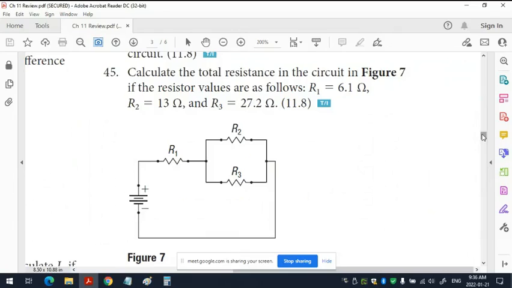Question. Are they all connected in series? Are they all connected in parallel? Are they mixed? Which one do you start with? You always have to start with the what? With the parallel group. Go. You have to do the 1 over REQ. Come on, come on.